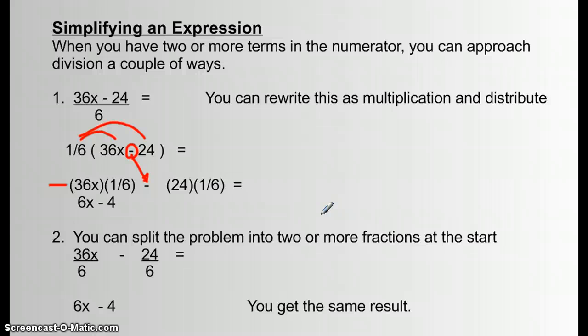If there are 3 terms in the numerator, you would have 3 fractions. If there are 5 terms in the numerator, you would have 5 fractions. And you could break it up that way. This is actually the way I like to do it. So in this case, we have a 36x and a minus 24 in the numerator, and the whole thing's divided by 6. So we're going to divide the first term, the 36x, by 6, and the second term, the 24, by 6. When you do that, you get 6x minus 4.